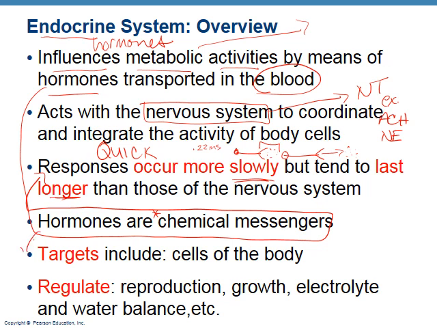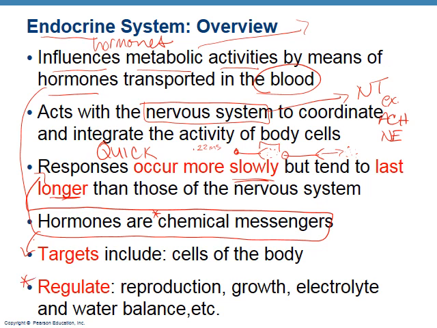So what are the targets for hormones? They're going to target different cells within the body. You can think of it as the brain talking to organs within the body. You can think of it as one organ talking to another organ in the body. All of that would be fair to assume that there's targets or cells of the body.